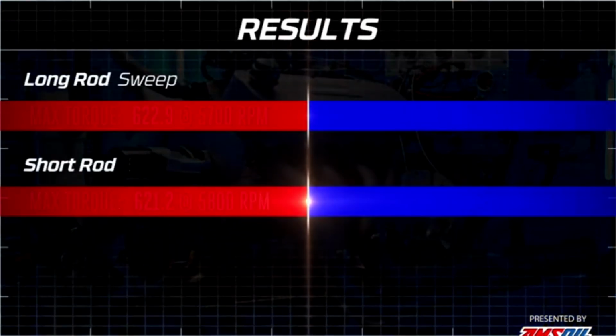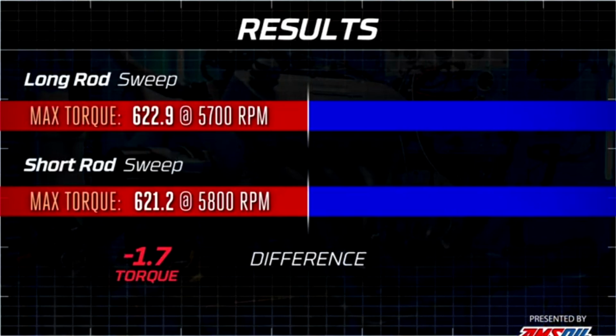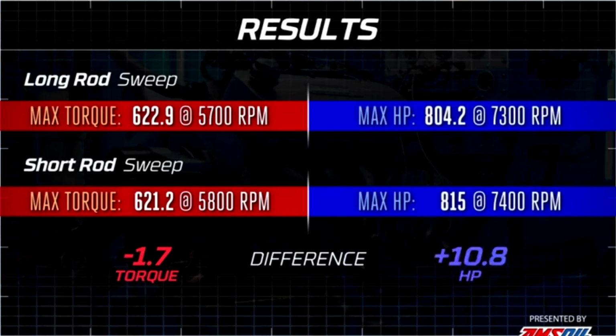Yeah. So the first thing I'm gonna do is tell you what our peak numbers are before we look at a graph overlaying the two. So peak, basically the same torque. We saw 621.2 at 5,800, 100 RPM higher than we saw with the long rod. It's 622.9 with the long rod versus 621.2 with the short rod. That's a wash. But then you look at the horsepower, and we used to make 804 at 7,300 with the long rod, and the short rod made 815 at 7,400, which is, again, 100 RPM higher than what we saw with the long rod. So that is like the opposite of what you generally hear about long versus short rod.